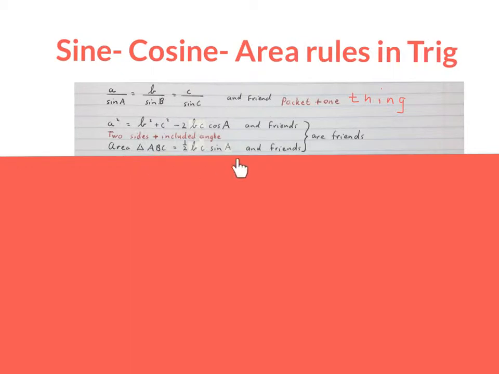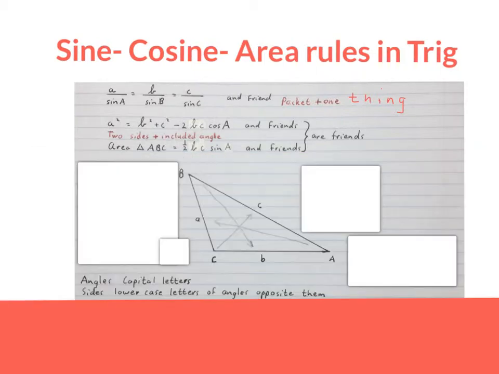This is a summary of everything you need to know about the sine, cos, and area rule, plus you must be able to do algebra. For you to read the formulas, you need to understand that in any triangle, the angles are capital letters. That vertex there is a B, capital letter. That's a capital letter A and a capital letter C. That's what we use in trigonometry and geometry.